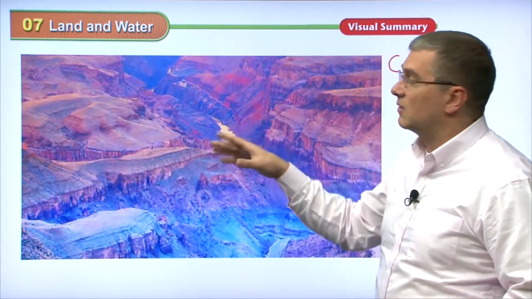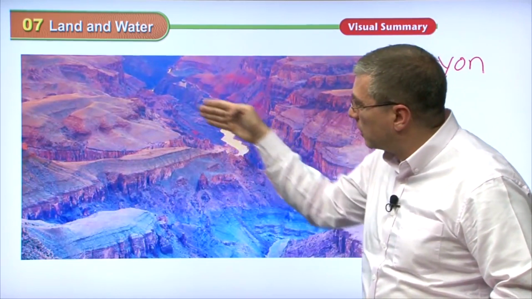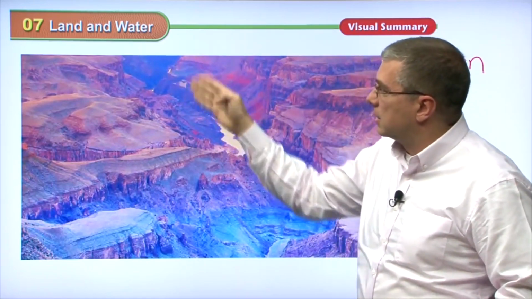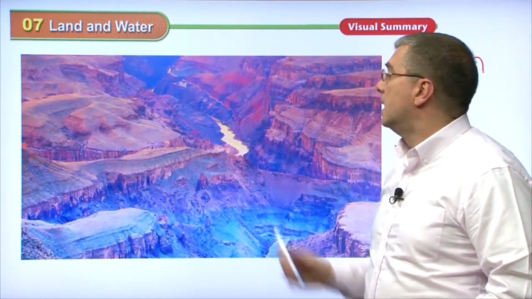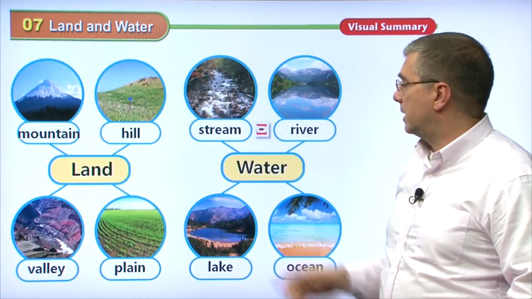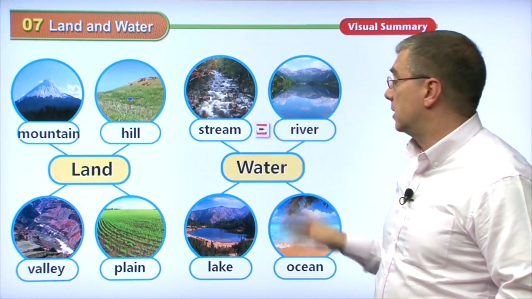But canyons are kind of a special type of valley, especially we find them in the desert where the river, the water has cut the land and left a lot of cliffs. Okay, let's move on. Okay, now we're talking about different types of water features on the land.